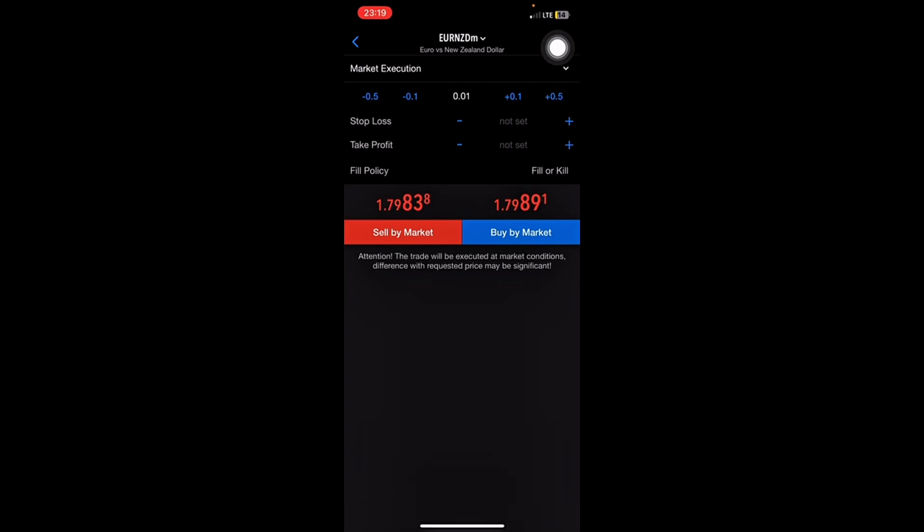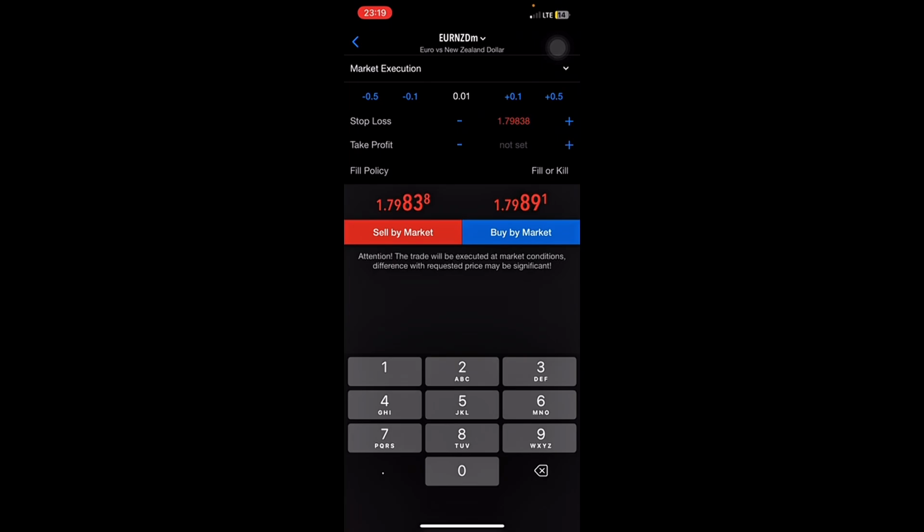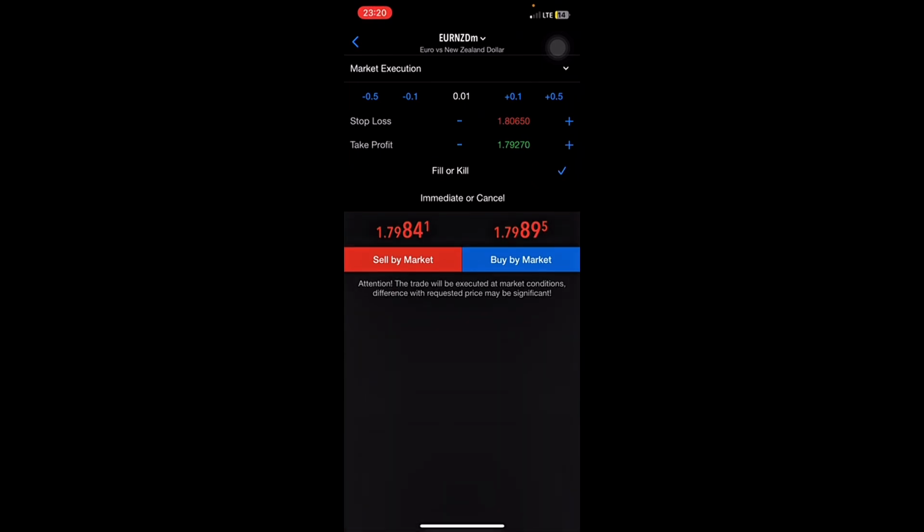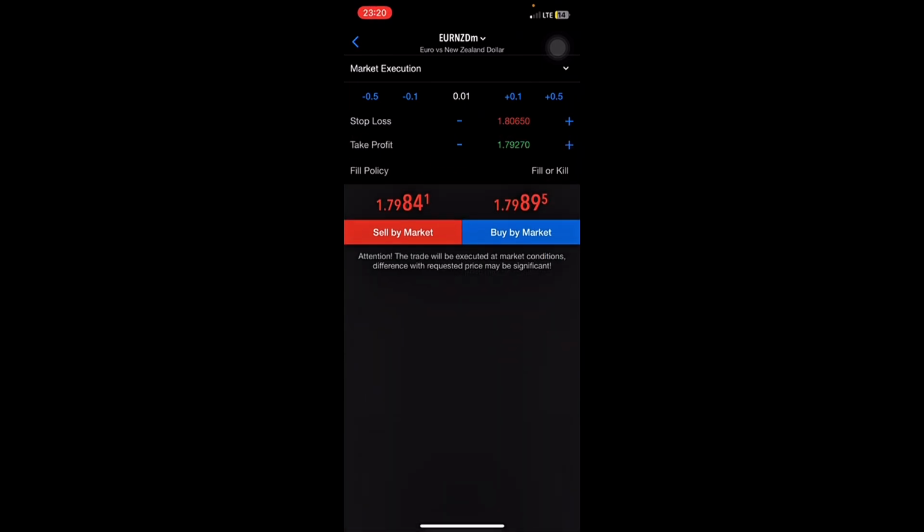Now you look at the signal and you look for the stop loss and the take profit and say, okay, the stop loss is 1.8065. So you put in there 1.8065 as stop loss. Then you go to your take profit and put in the take profit 1. That's TP1, that's 1.7927. Yes. And then you can see fail policy. Ignore fail policy. Let it be fail or kill. Just ignore it.